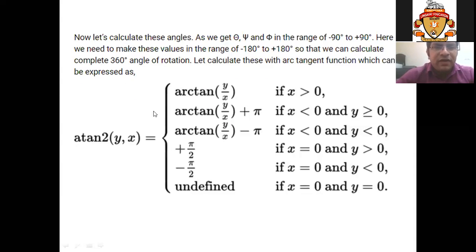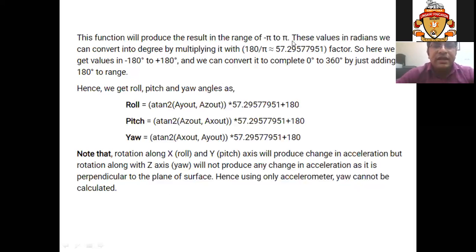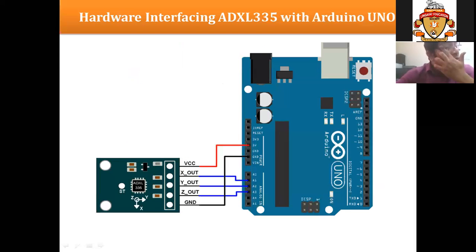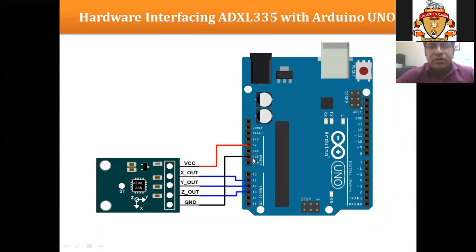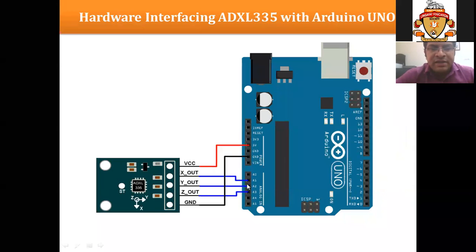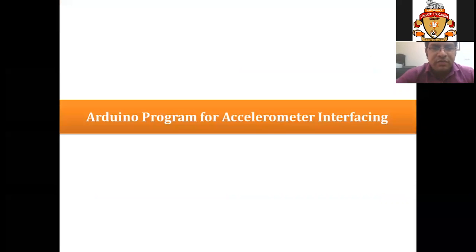So this particular function will produce the result in the range of minus pi to pi, that is minus 180 to plus 180. Now how will the sensor be connected? The VCC will be connected with plus 5 volt, the ground is connected to the ground pin, and for X, Y, and Z we can use A1, A2, A3 or A0, A1, A2 pins, whatever we want to use.